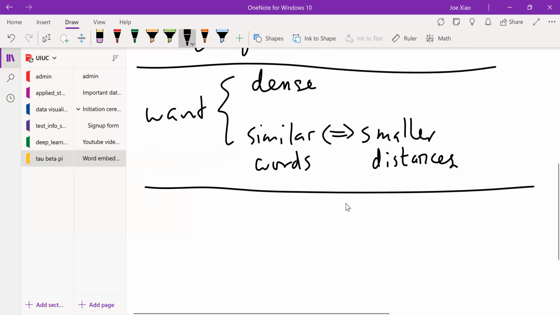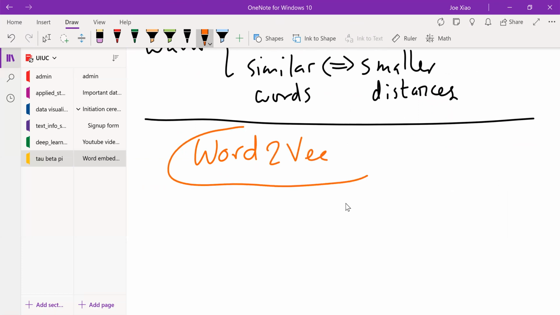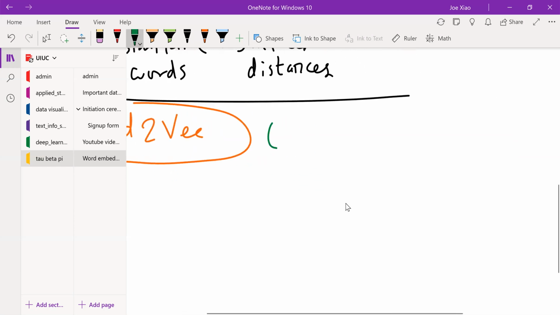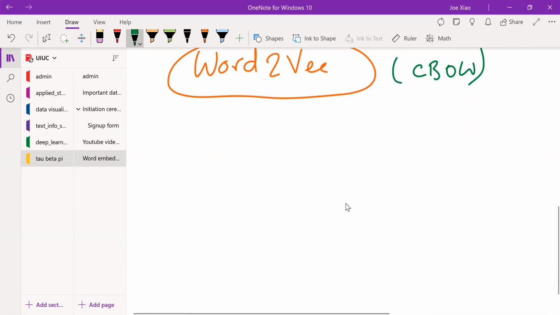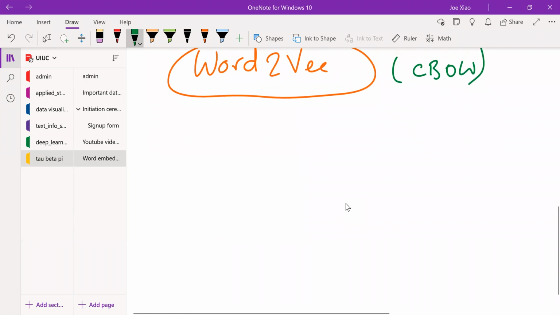So that's the goal that we want. And this is where this concept of word embedding comes in. Specifically today, we're going to talk about this algorithm called word2vec, which is very popular. And we're going to talk about something called the continuous bag of words version, or flavor, of this algorithm. It's very similar to another flavor, but we'll just go with this.